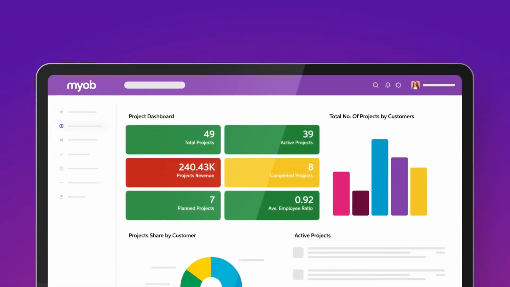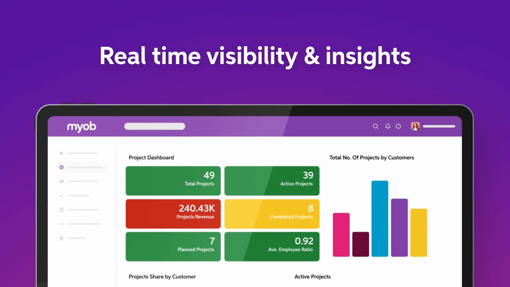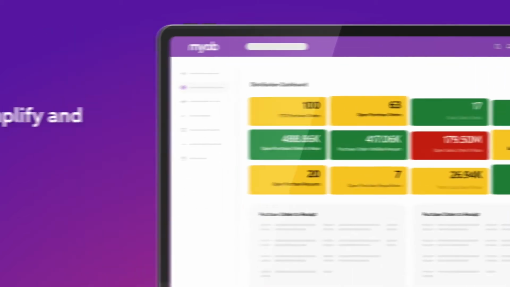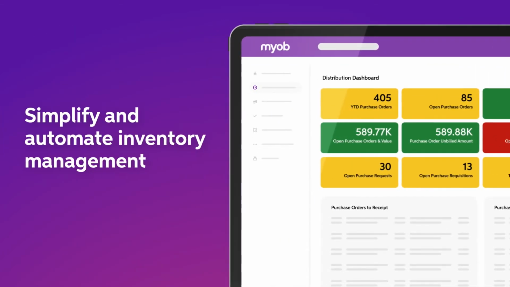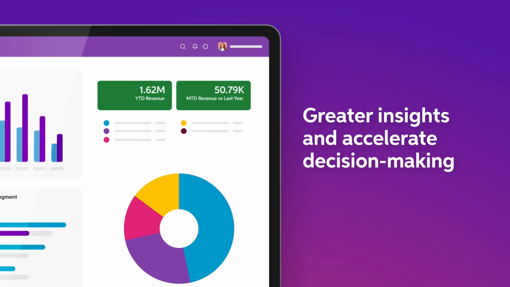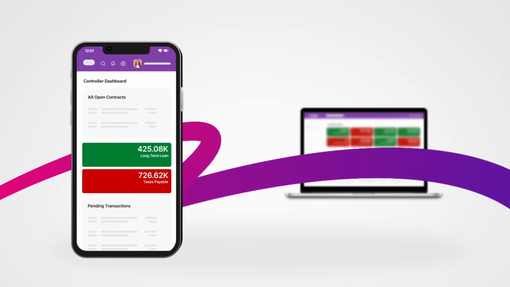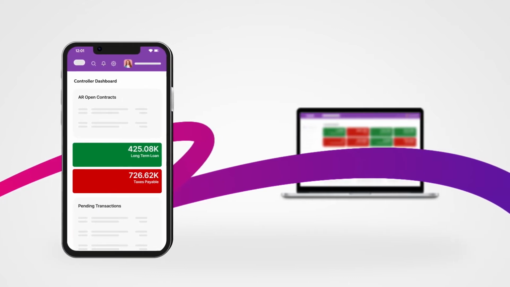Empower your marketing and sales teams with real-time visibility and insights to improve customer service and deliver results with integrated CRM. Simplify and automate your inventory management processes. Gain greater insights and accelerate decision-making with real-time reporting. Access MYOB Advanced Business anywhere, anytime, on any device.